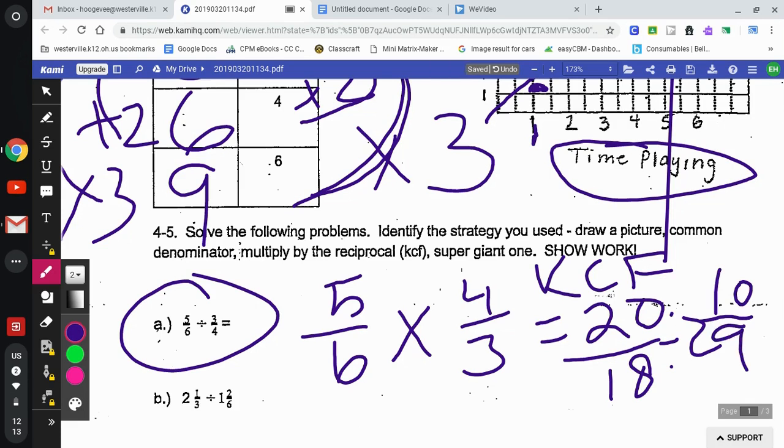How many 9s go into 10? I'm running out of room here, so I'll go up top, and I'll just use a different color for my final answer. You get 1 and 1/9.